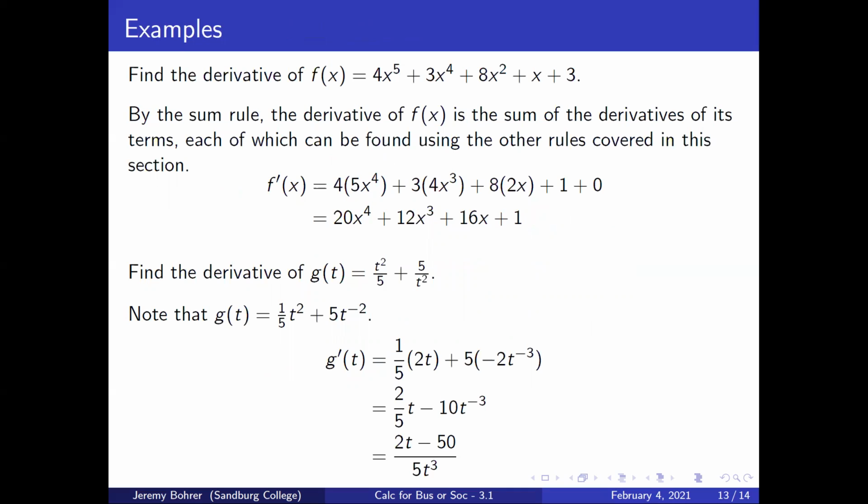Find the derivative of f of x equals 4x to the 5th plus 3x to the 4th plus 8x squared plus x plus 3. By the sum rule, the derivative of f of x is the sum of the derivatives of its terms, each of which can be found by using the other rules covered in this section. F prime of x equals 4 times 5x to the 4th plus 3 times 4x cubed plus 8 times 2x plus 1 plus 0. So that's 20x to the 4th plus 12x cubed plus 16x plus 1.